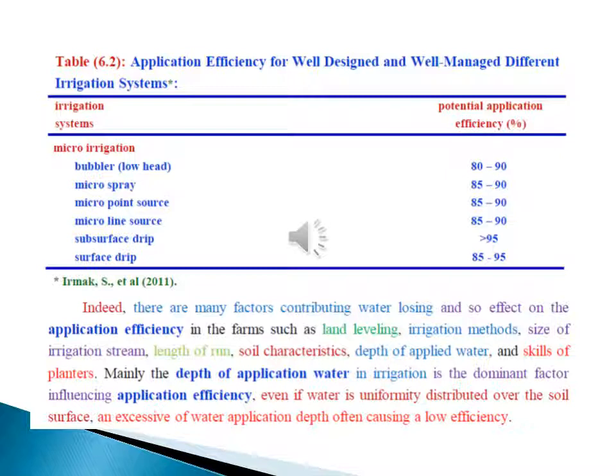Anyway, there are many factors contributing to water loss and so affecting the application efficiency in the farm, such as land leveling, irrigation method, size of irrigation stream, length of run, soil characteristics, depth of applied water, and skills of the planter.